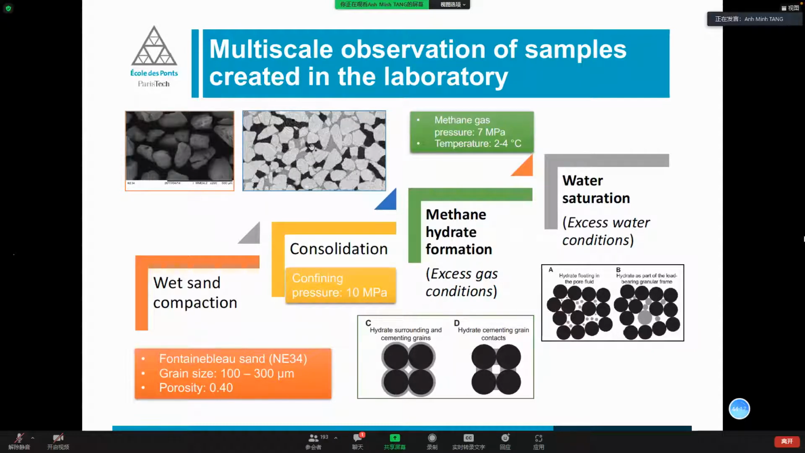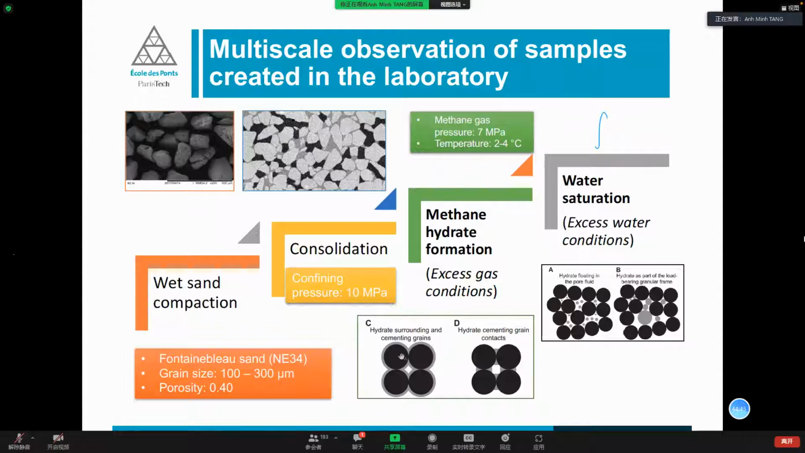We put in a confining pressure of 10 megapascal. And then in this condition, we increase the pressure of methane gas up to 7 megapascal, and we reduce the temperature of the material to between 2 and 4 degrees. So in these conditions, methane gas will react with water here to form hydrate. So hydrate is, like I said, like ice.